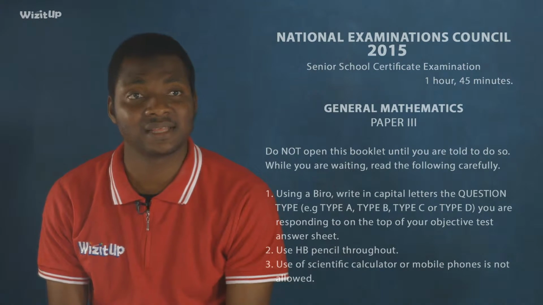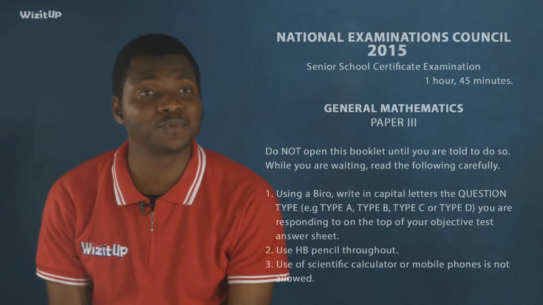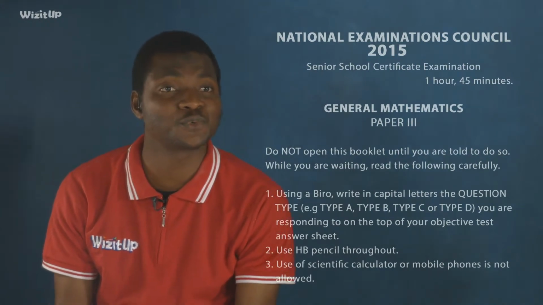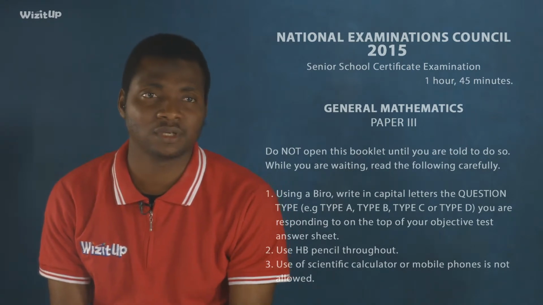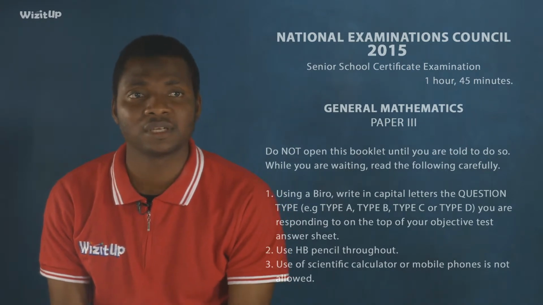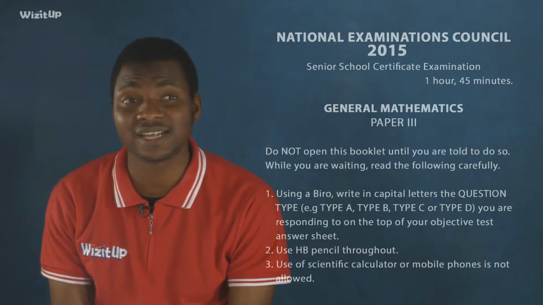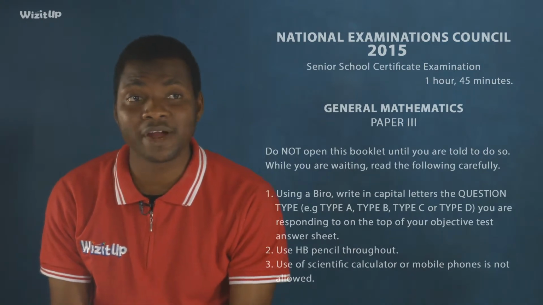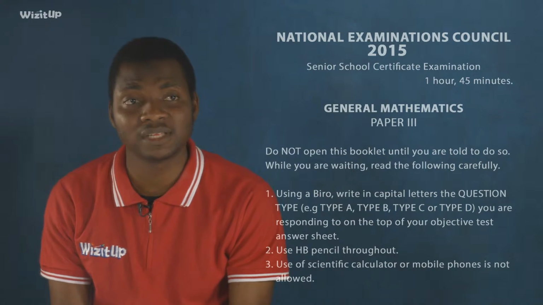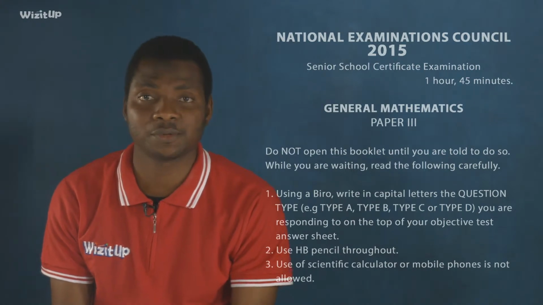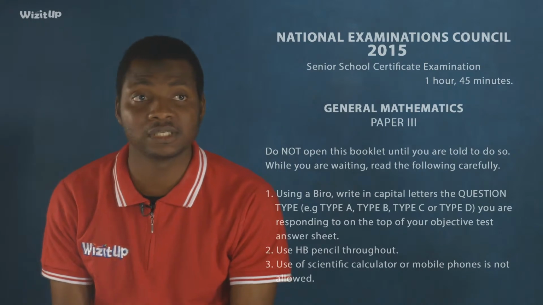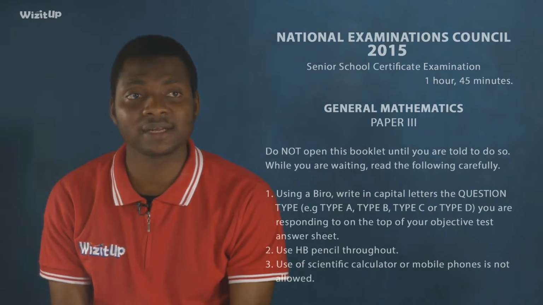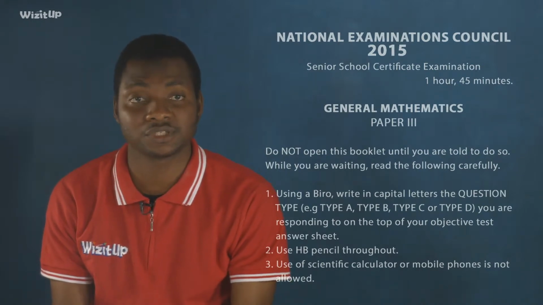Like it is stated there, it says, do not open this booklet until you are told to do so. While you are waiting, read the following carefully. We have 1, 2, and 3 there. The very first one is telling us that you should use a biro to write in capital letters the question type. There are different types. We have type A, B, C, or D. So write that on your objective test answer sheet.